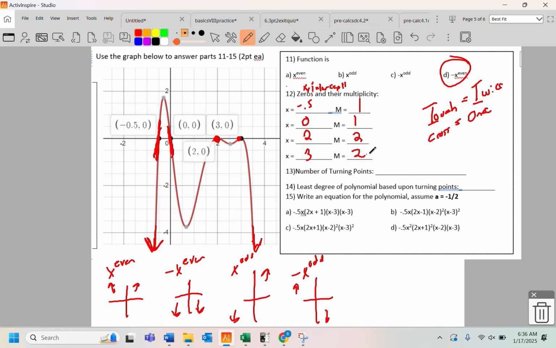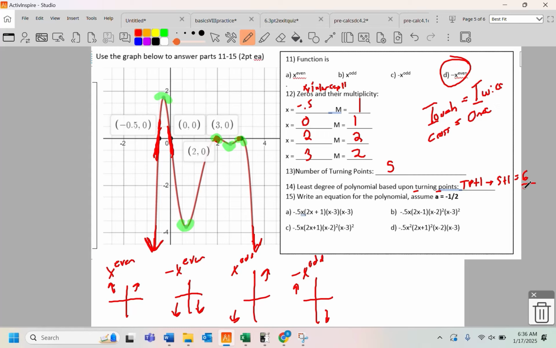2. And the thing that probably bothered me the most on this entire quiz was 13. The number of turning points. 1, 2, 3, 4, 5. 5 turning points. The least degree of the polynomial based upon turning points is TP plus 1. So, TP for turning points. If you're just a little bit slow, 5 plus 1 is 6.